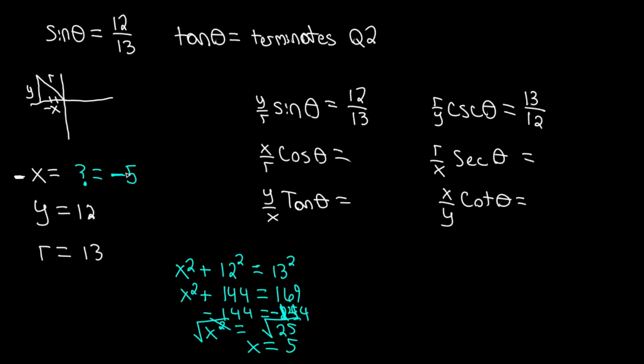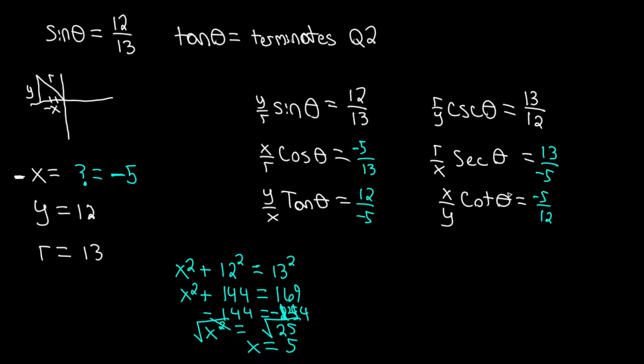Now it's just like any of these other problems we've done in the past. We just have to put in the information. Cosine, x over r, so negative 5 over 13. Secant, the reciprocal of cosine, just flip it. Tangent, y over x, 12 over negative 5. Cotangent, we just flip it. It's the reciprocal of tangent, negative 5 over 12.